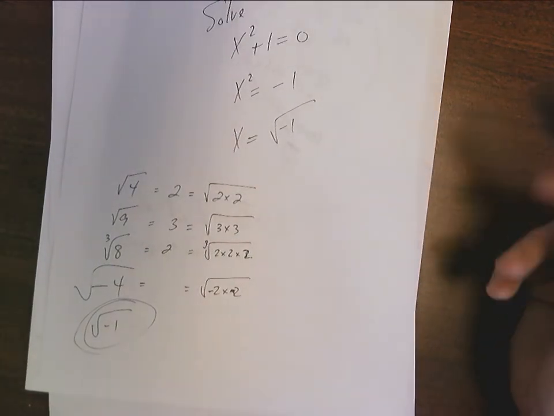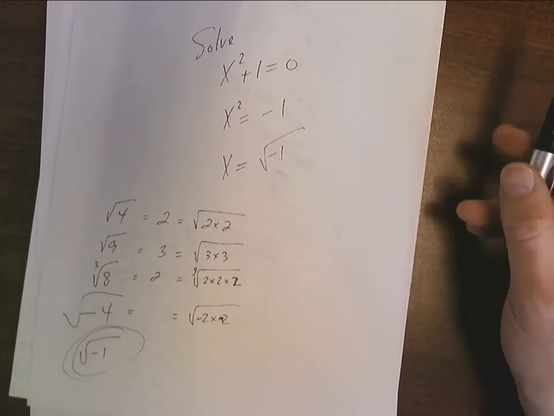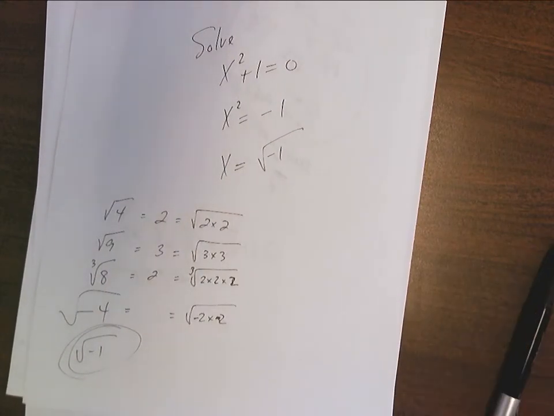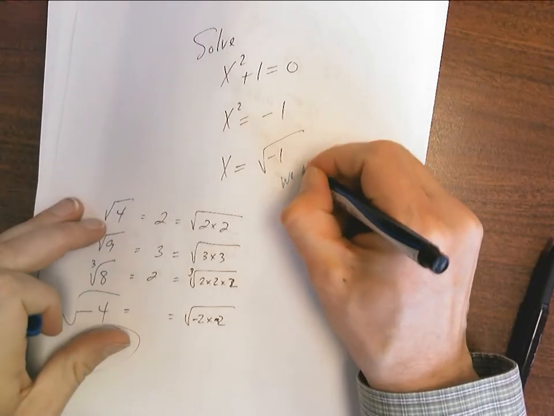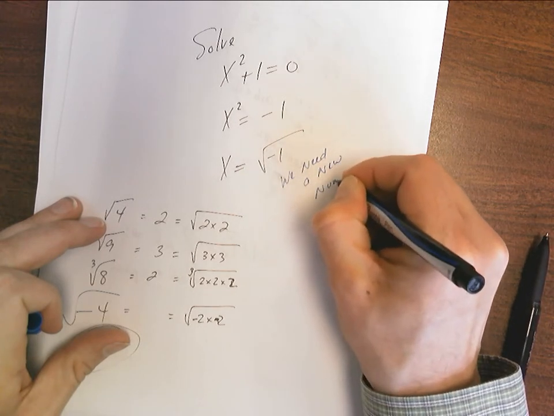So in grade 10, they just told you that you made a mistake. In grade 11, there's no mistake to be had. We don't have a number that represents that. We need a new number. Say it with me. We need a new number. You can even write it down. We need a new number.